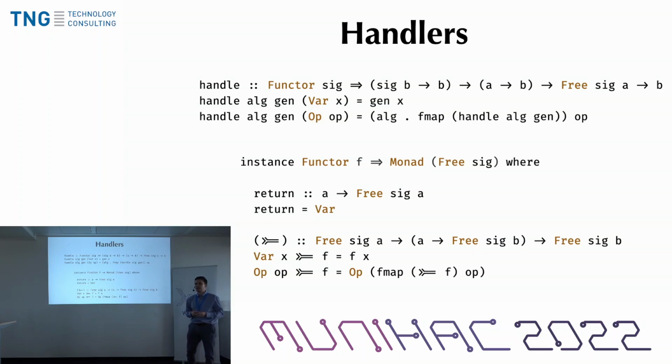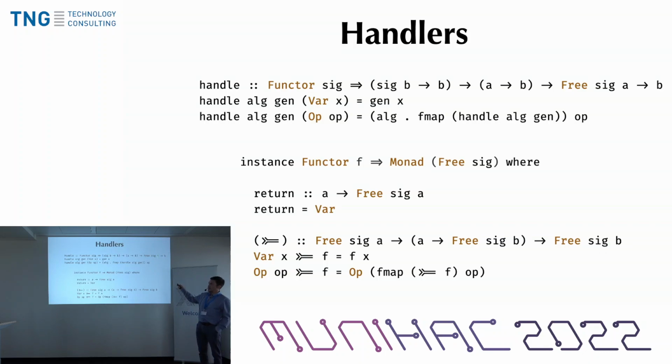And it comes back down to denotational semantics and giving the meaning of syntax in terms of the meaning of its parts and then combining those parts. So the handle function is the thing that basically folds down the syntax tree, and it takes two parameters. It takes this thing called sig b to b, which is what we call an algebra, and it takes an a to b function, which is called the generator. And the idea is that we're going to take a free sig of a's, and we're going to interpret this into some value b.